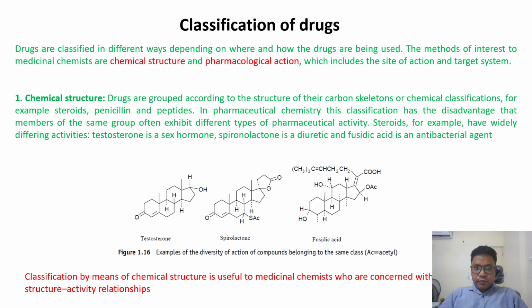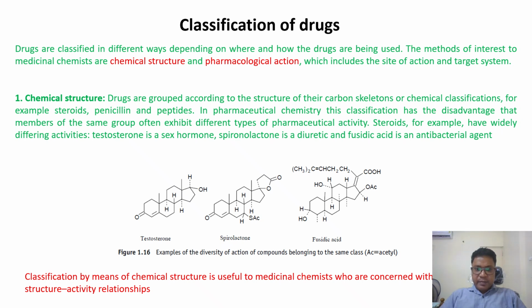So let us see what is chemical structure classification. Drugs are grouped according to the structure of their carbon skeletons, or chemical classification. For example, steroids, penicillins, and peptides. They all contain the same carbon skeleton, but their pharmacological activities are different. For example, steroids have widely differing activities. Testosterone is a sex hormone, spironolactone is a diuretic, and fusidic acid is an antibacterial agent.